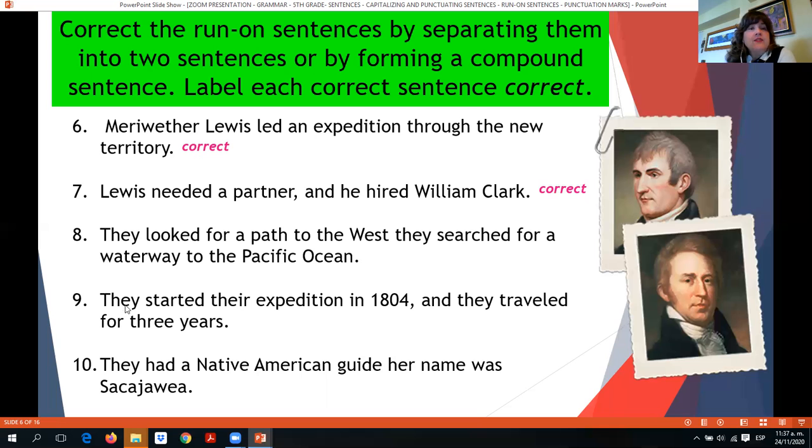Number 9, they started their expedition in 1804, and they traveled for 3 years. This is already a compound sentence. So in this case, it's correct. Number 10, they had a Native American guide. Her name was Sakakawea. So in this case, we need to correct it.